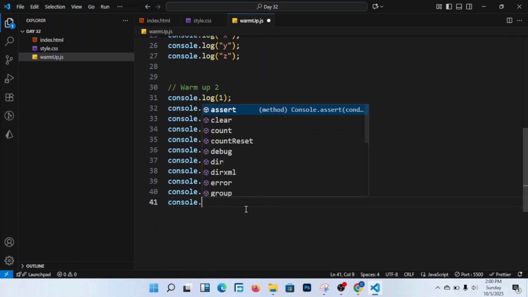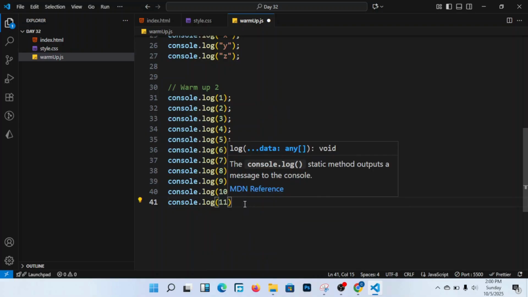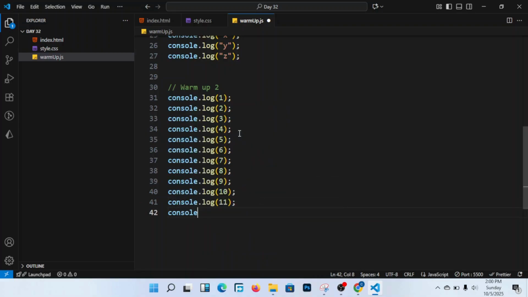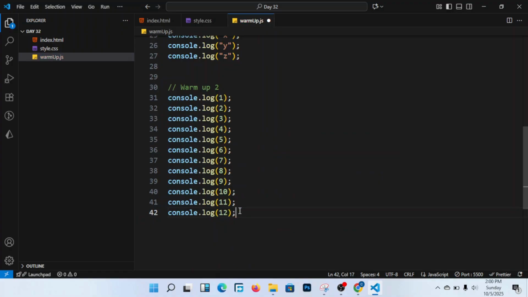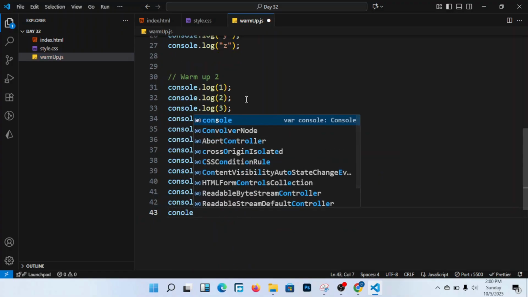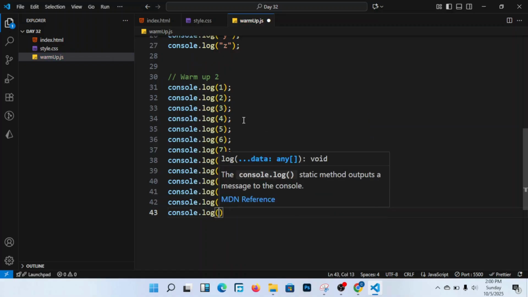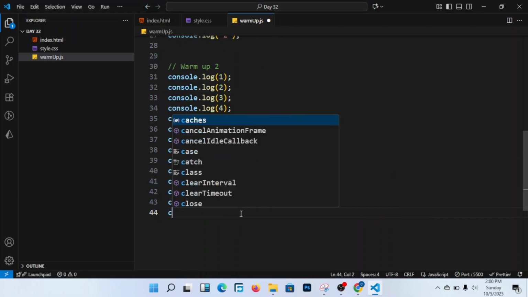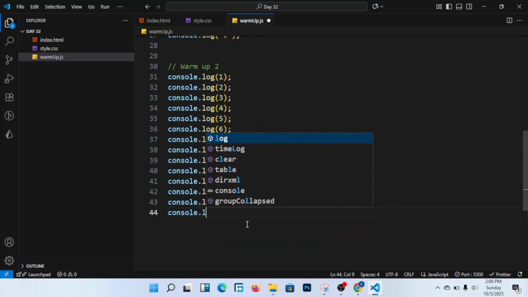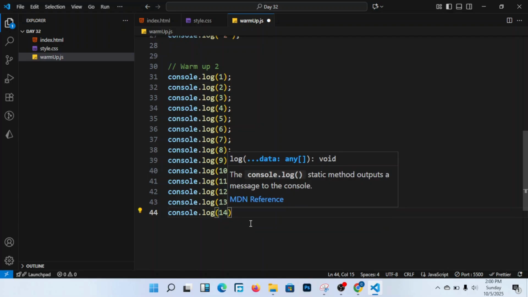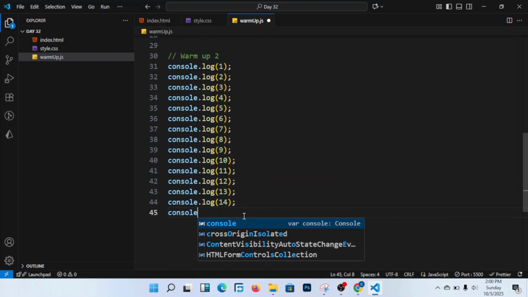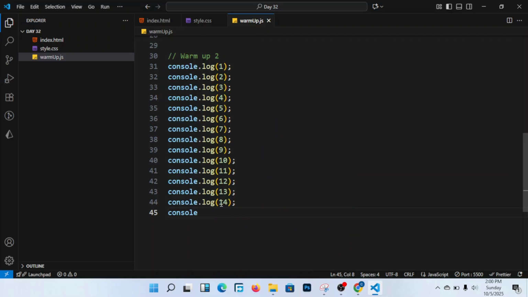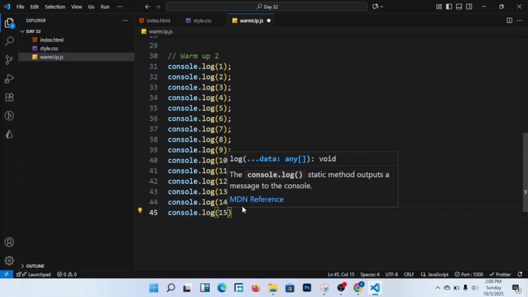Console.log 11. Console.log 12. Console.log 13. Console.log 14, okay? Console.log 15. Then we are going to 16.